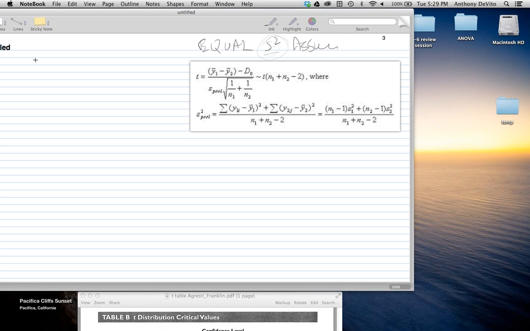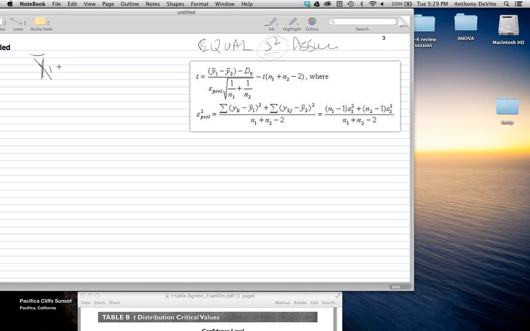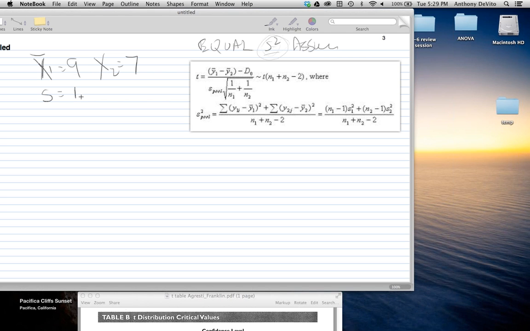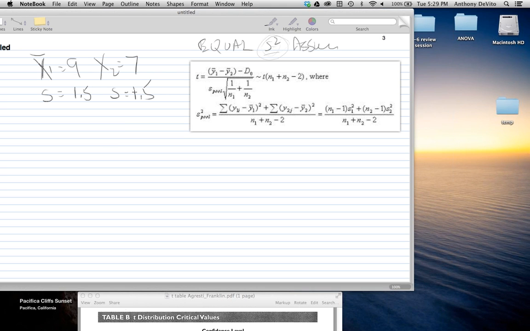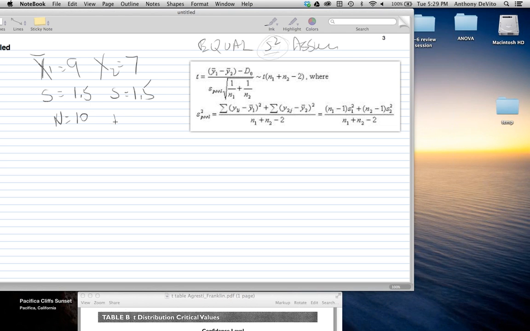Let's take the same problem. This time x bar 1, again just like we did before, is equal to 9. X bar 2 is equal to 7. The standard deviation of the first one, I'm going to make them equal. I'll say the standard deviation here is 1.5 for both. Usually they won't be exactly equal. This might be 1.4 or 1.6, but they're close enough that you might say, I have a strong argument that they're equal. The sample size here is 10, just like before, and the sample size here is 10, just like before.